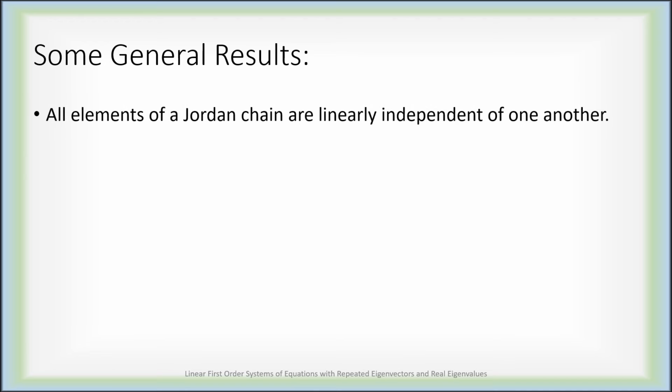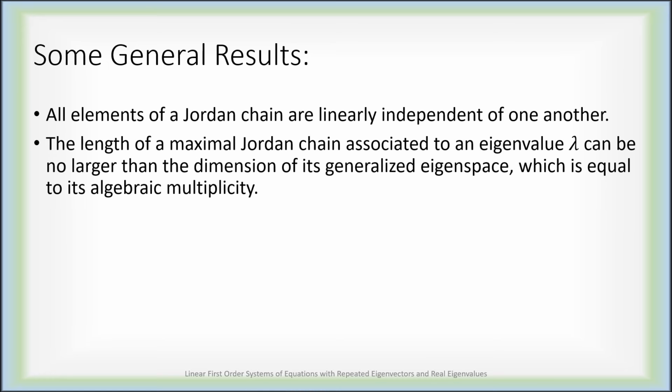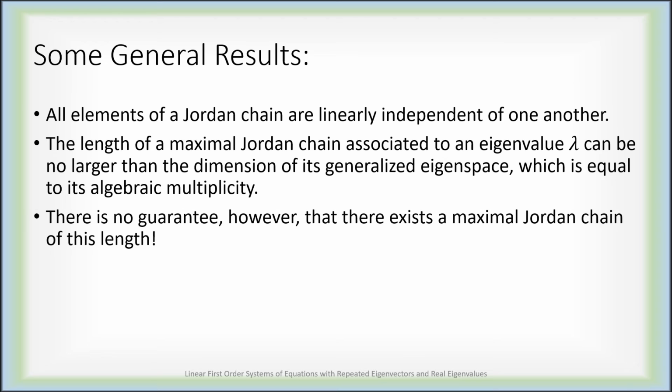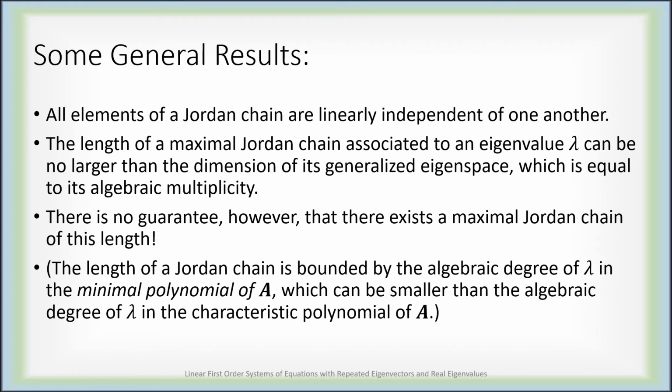So some general theory about these Jordan chains. All elements of a Jordan chain are linearly independent of one another. The length of a maximal Jordan chain associated to an eigenvalue cannot be larger than the dimension of its generalized eigenspace. And the dimension of its generalized eigenspace is equal to the algebraic multiplicity of that eigenvalue. There is no guarantee, by the way, that there is a maximal Jordan chain of exactly that length. It just can't be longer than it. The length of a Jordan chain is therefore bounded by the algebraic multiplicity of lambda.